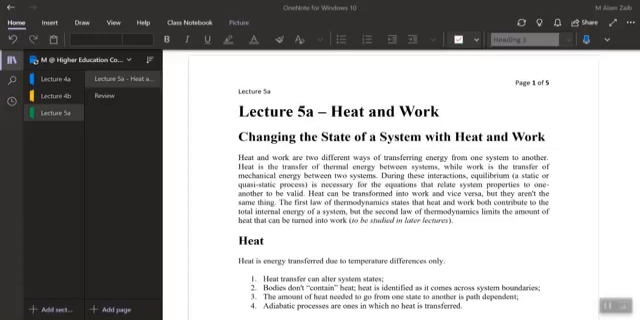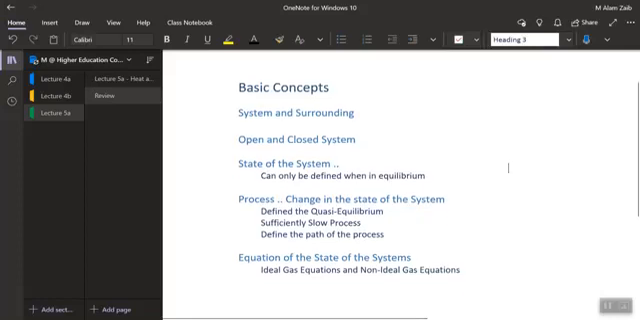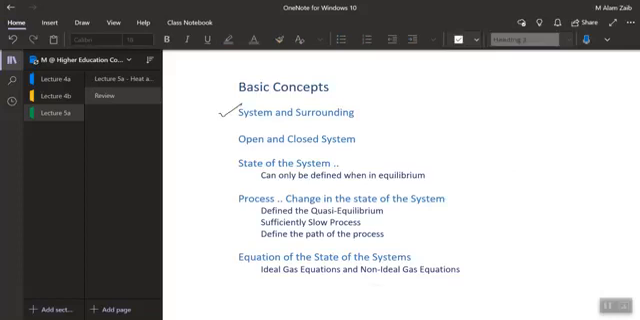Before we start our lecture, let's have a little review of what we have done in our previous lectures. Starting from lecture number 1, we did some basic concepts. We said something about the system and surroundings. We defined open systems and closed systems. Then we defined the state of those systems, and we said the state can only be defined when the system is in equilibrium. We also said something about changing from that equilibrium, and that was a process. The process is the change in the state of the system.